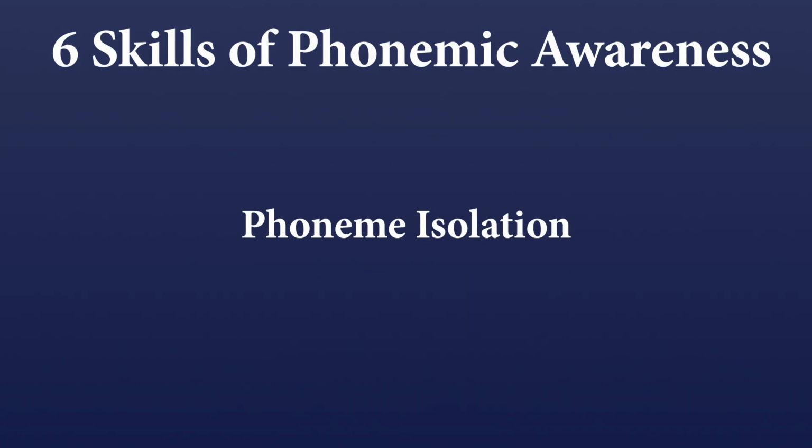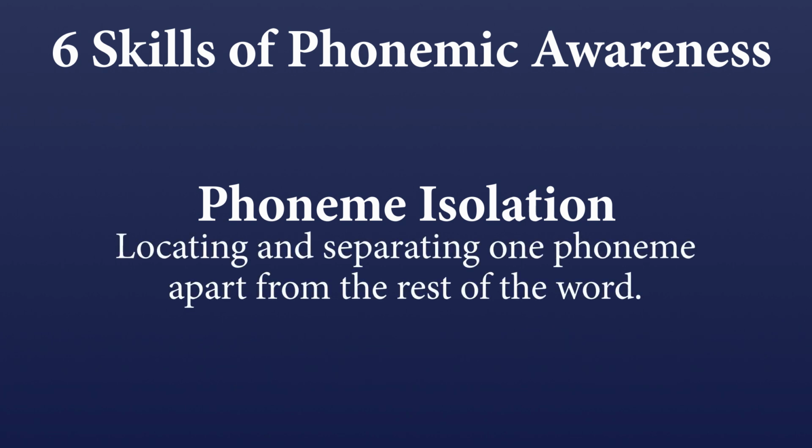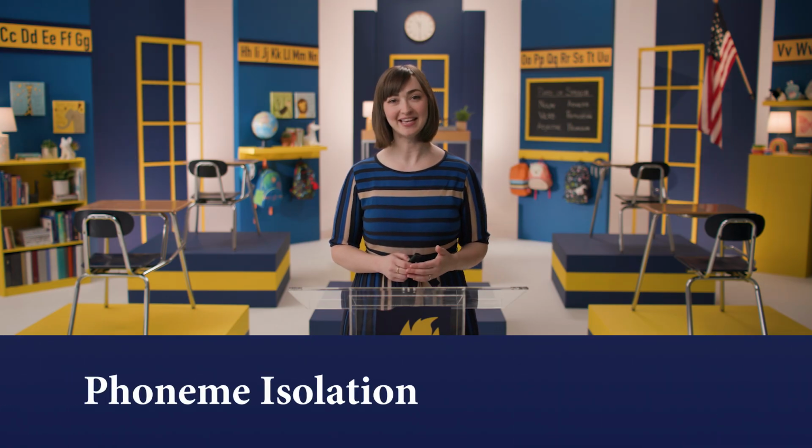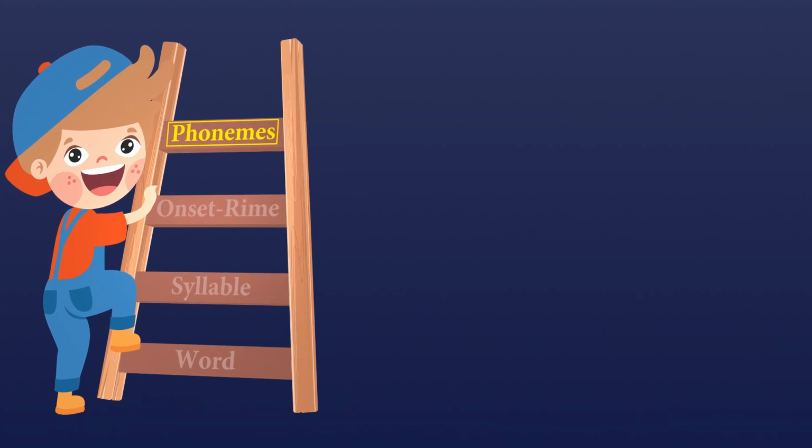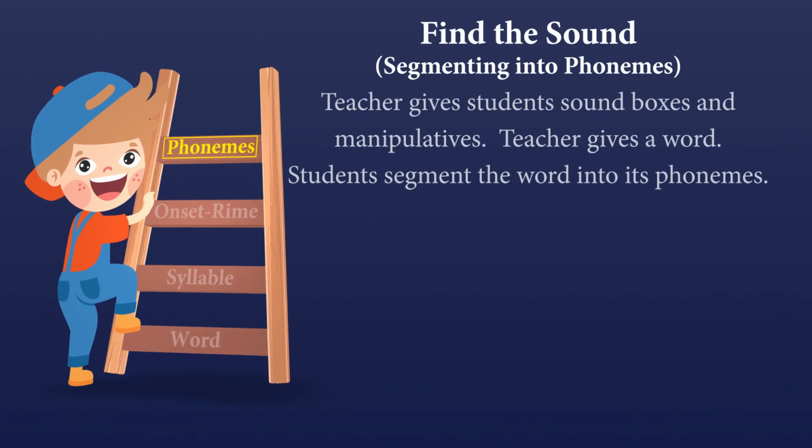The next skill is phoneme isolation, which involves students locating and separating one phoneme from the rest of the word. In this example, the teacher would say the word shut. Now say just the last sound in shut, and the student would say t. One activity to teach phoneme isolation also uses sound boxes. This game is called Find the Sound. The teacher will give students sound boxes and manipulatives, and then give students a word. The students will segment the word into its phonemes.